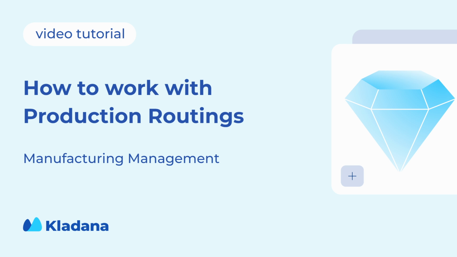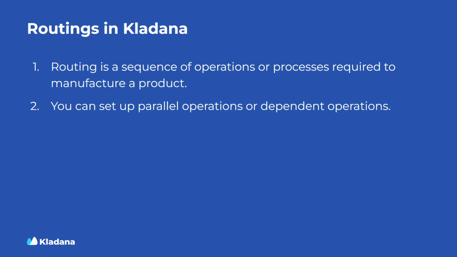Hi everyone, in this video we will see how to set up different production operations flow in Kladana using routings. In production, routings are used to define the sequence of operations or process required to manufacture a product. This helps in tracking progress, ensuring consistency, and optimizing resource usage.